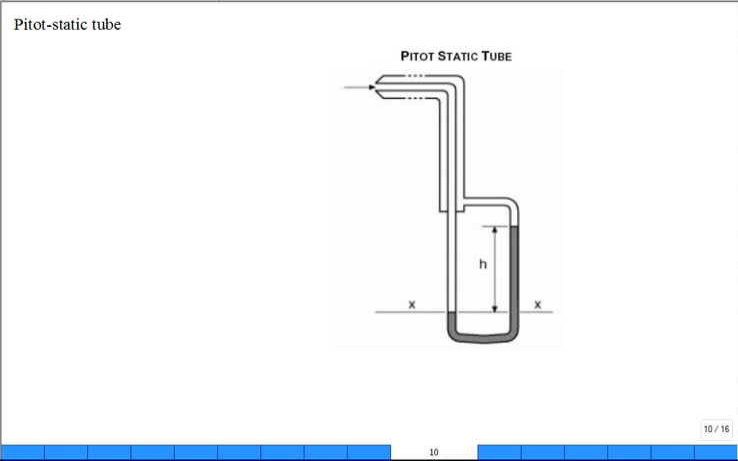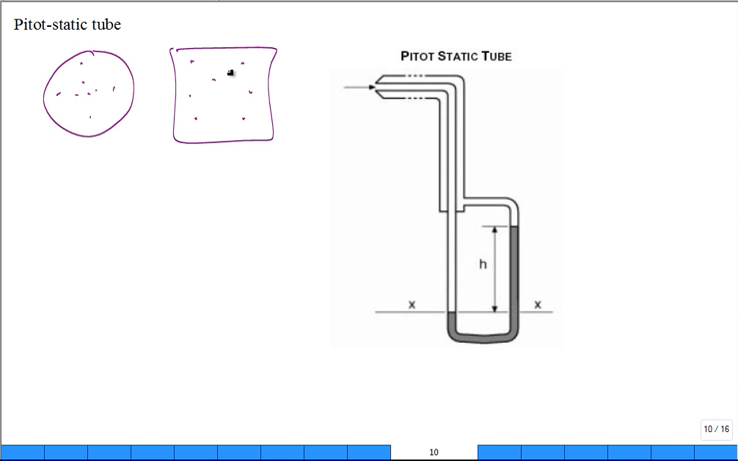And ASHRAE, the American Society of Heating, Refrigeration, and Air Conditioning Engineers, has a whole procedure: if your duct's like this, you need to take measurements in this many places, I forget the pattern. Or if your duct's like this, you need to take measurements in this many locations, and then you take the average of those, and you get a very accurate measurement of the volumetric flow rate, how much air is moving through that duct as the system's running.